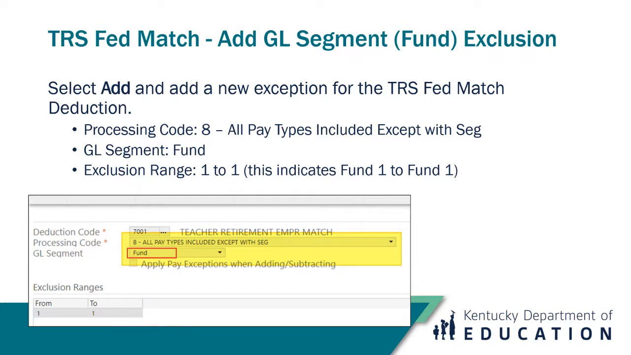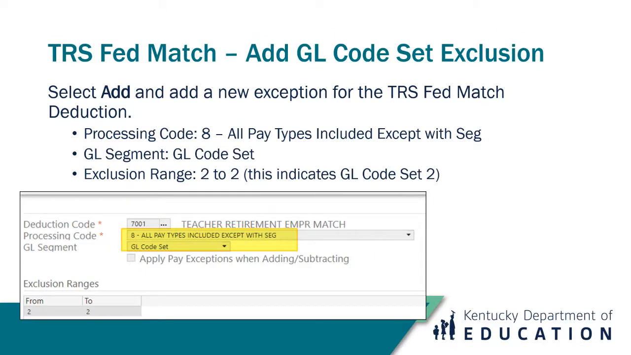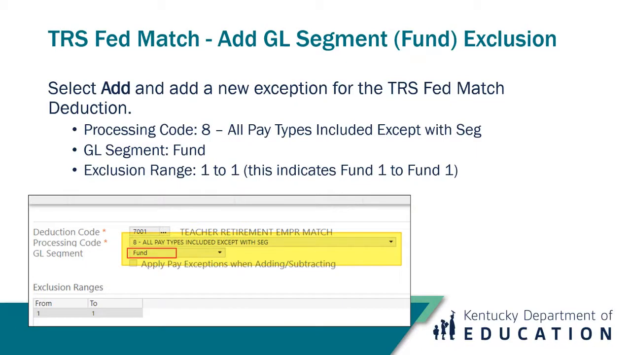So you select Add again. We'll choose that all types included except seg, the processing code 8. Except here on the GL segment, we will select Fund. And here we put 1 to 1. And this may be a little confusing because on the prior slide you see 2, 2, but that is a GL code set. The difference on this is we're saying Fund, and we're excluding Fund 1.